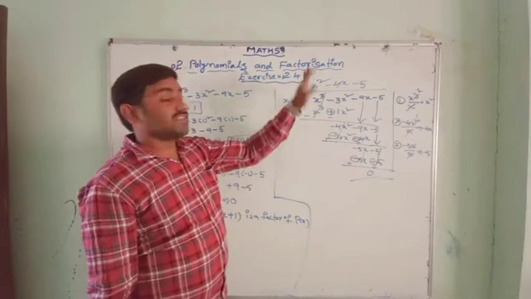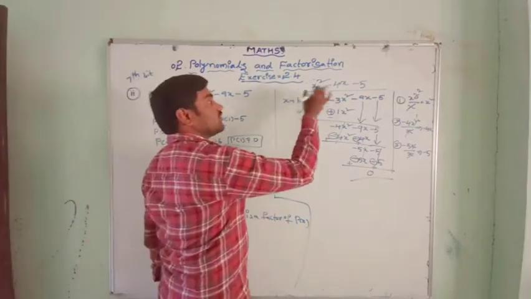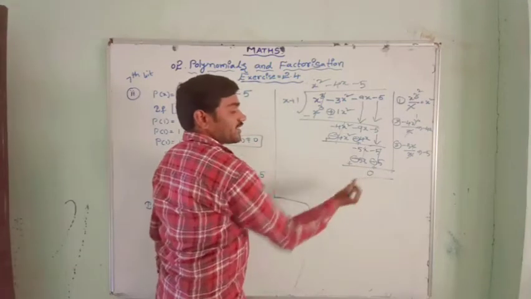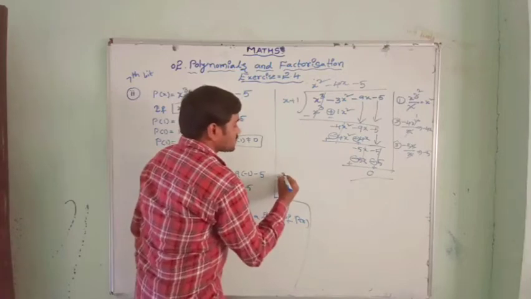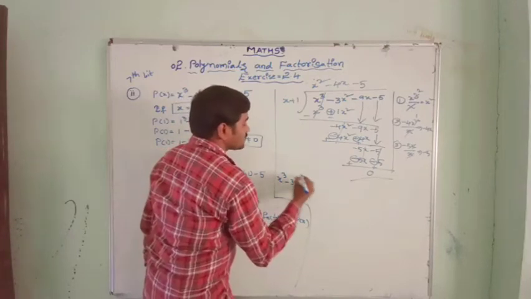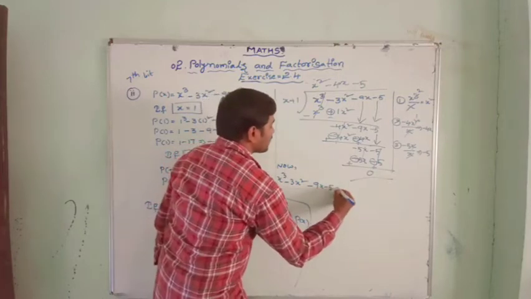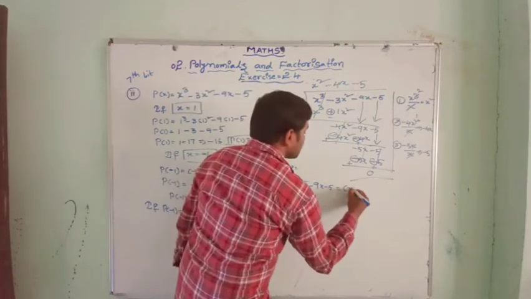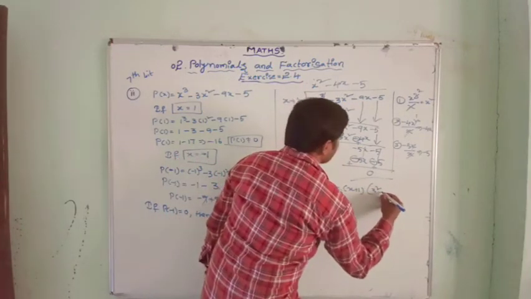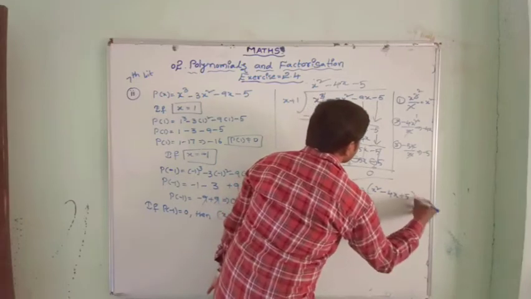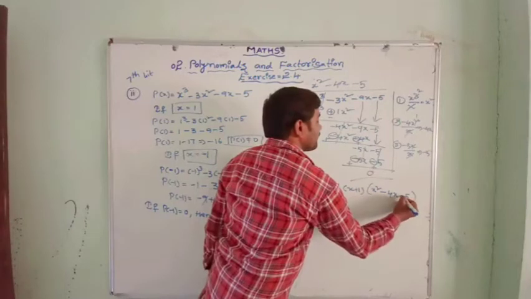Now we got here the division algorithm. From the division algorithm formula, the dividend equals divisor into quotient plus remainder. However, the remainder is 0, so we are not going to take the remainder. So the dividend is what? x cube minus 3x square minus 9x minus 5 equals divisor, that is x plus 1, into quotient. What is the quotient here? x square minus 4x minus 5, sorry, minus 5.